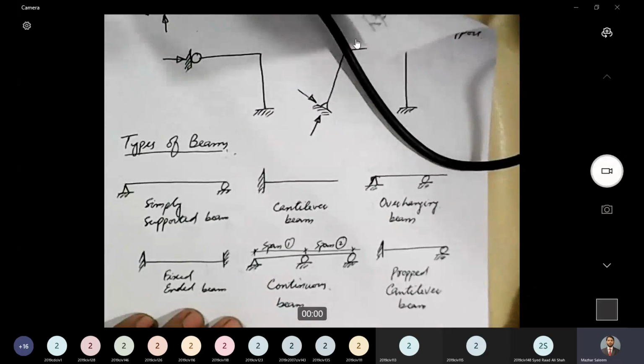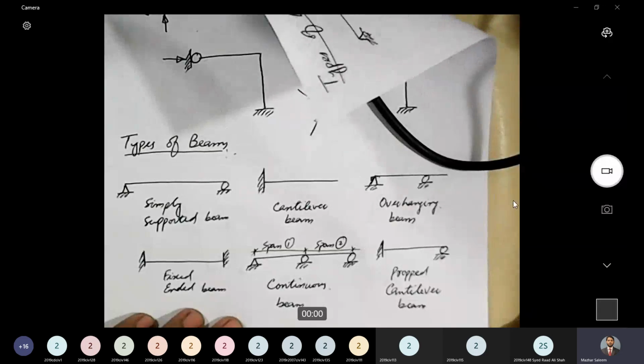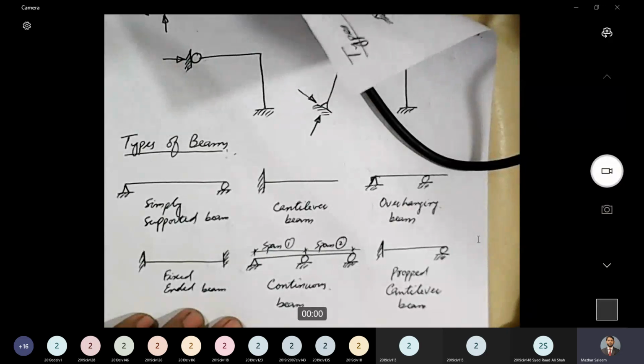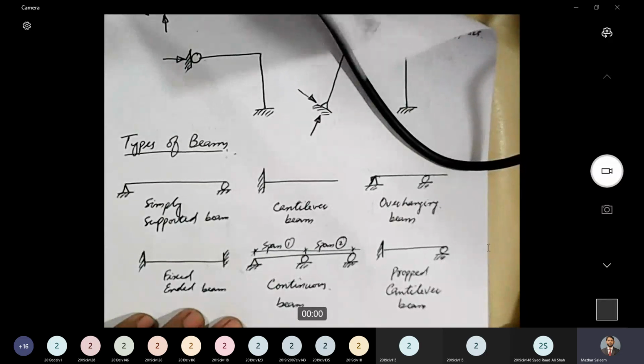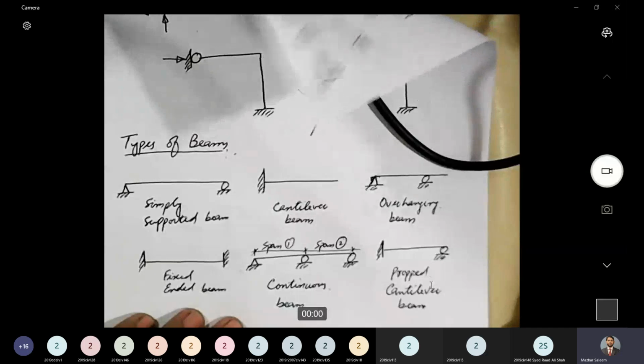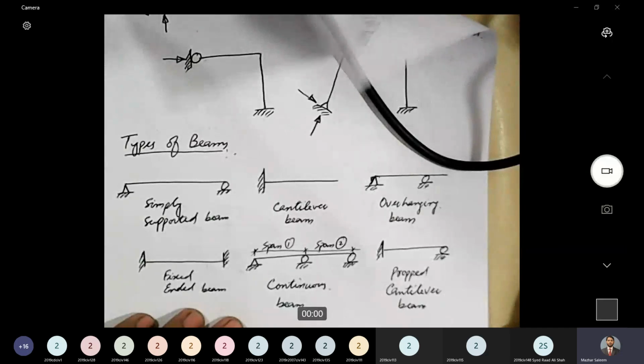Okay, let me see, somebody has posted something in the chat. Okay, if we get practical examples of beams, we'll get, okay. Yeah, so 116, we'll talk about this.